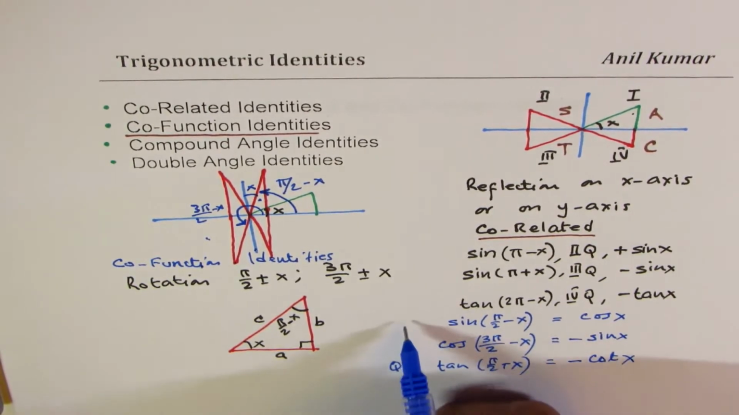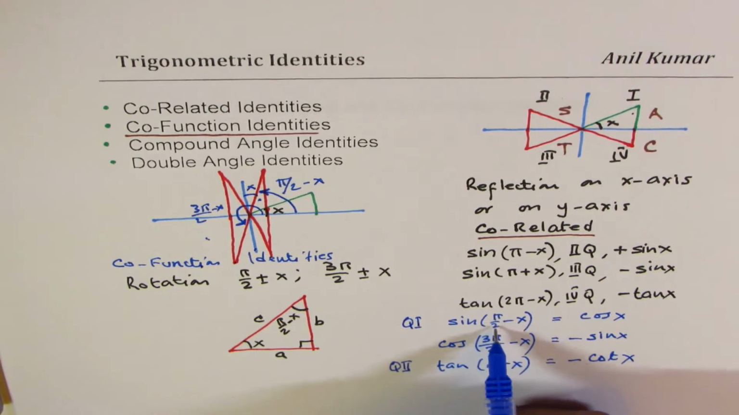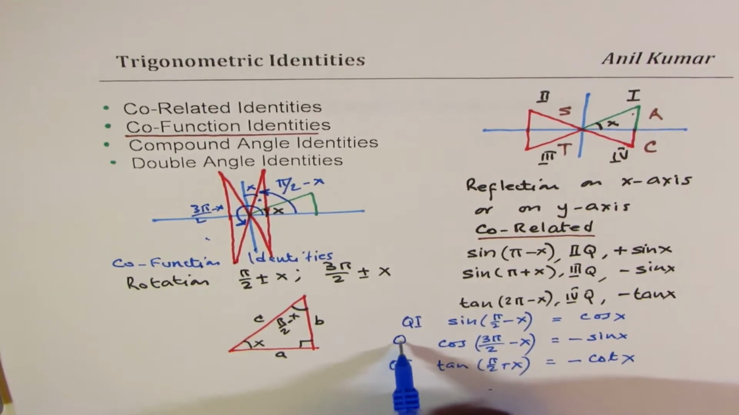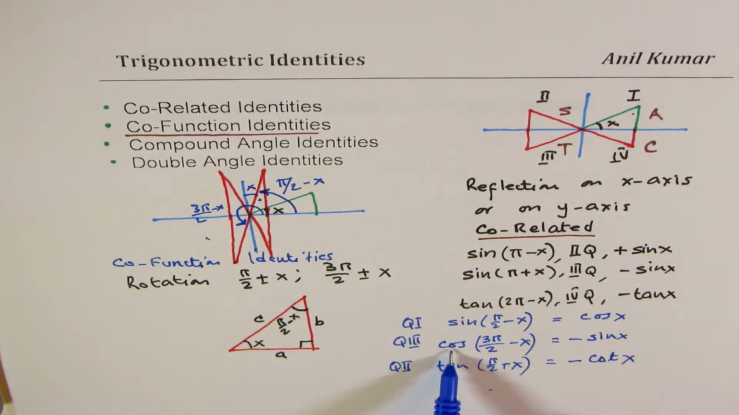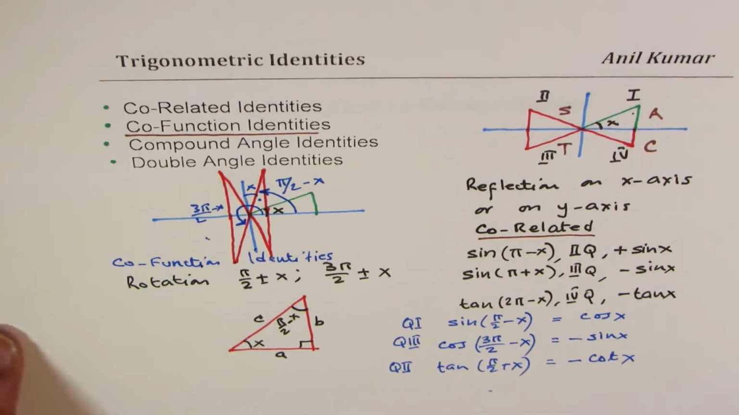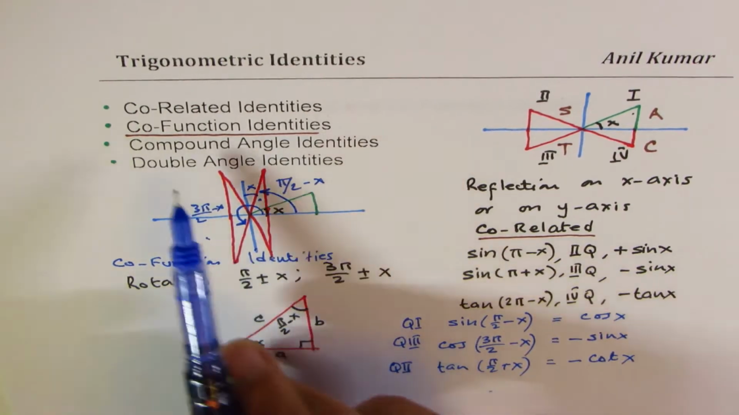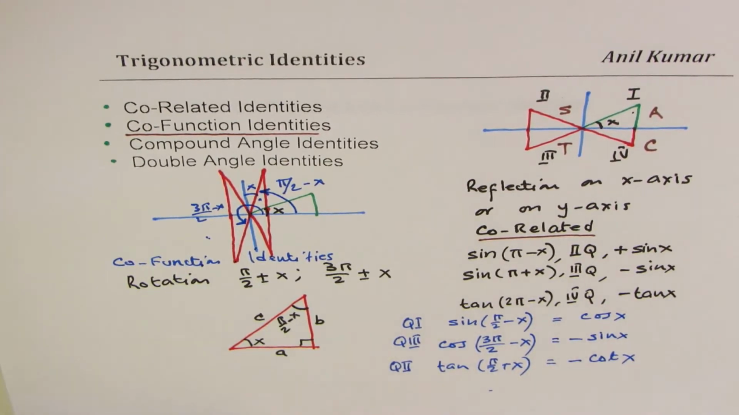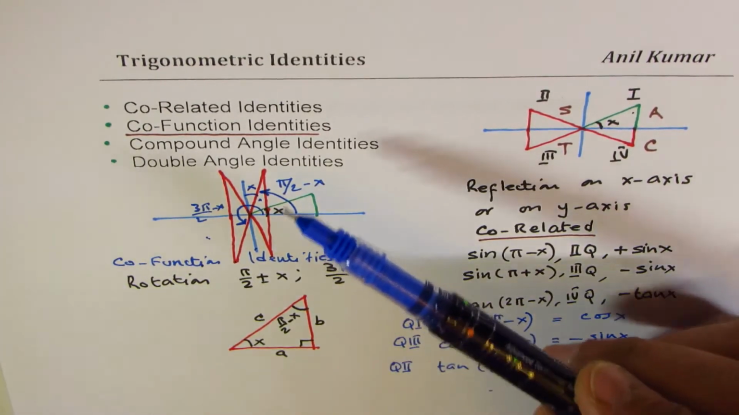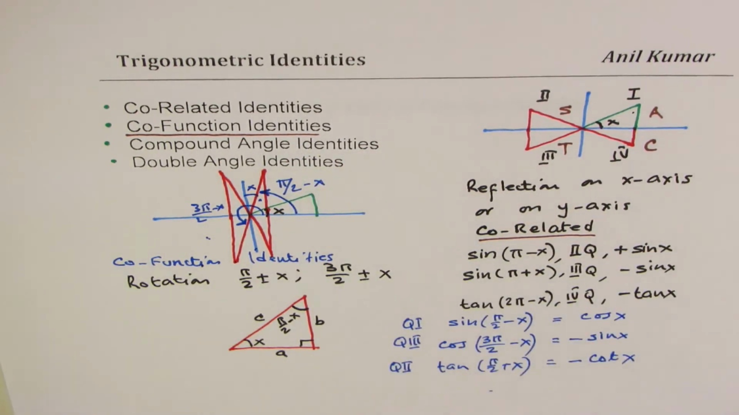So in the first case, our quadrant was 1, pi by 2 minus x. In the second case, it was quadrant 3. In first quadrant, all are positive, so it is positive. In quadrant 3, cos is negative, so we get a negative result. In quadrant 2, tan is negative, we get a negative result. So I hope the concept of cofunction and correlated identity is quite clear here. Now, based on this, we'll have some examples, and then I'll discuss compound angle and double angle identities.